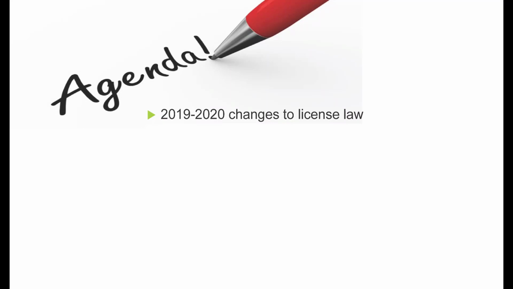And I just want to give you a little bit of an agenda of how we're going to move through this course. First of all, we're going to discuss some of the changes in the license law that have become effective in 2019. Some of those will be clarified by administrative rule, which will be introduced and proposed by the department in 2020. But currently, there are some aspects of the law that are in effect as we speak.